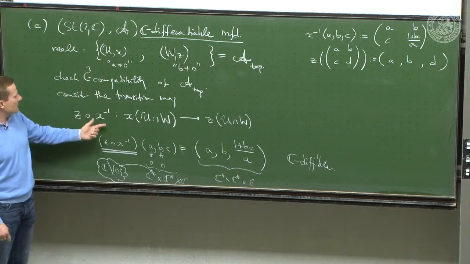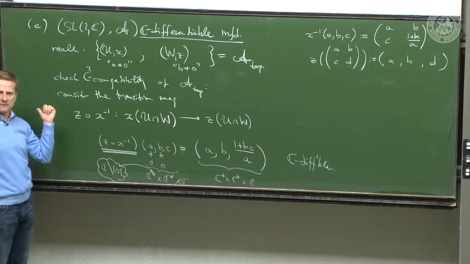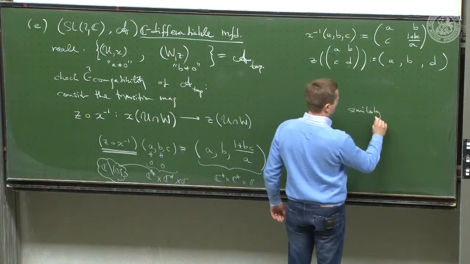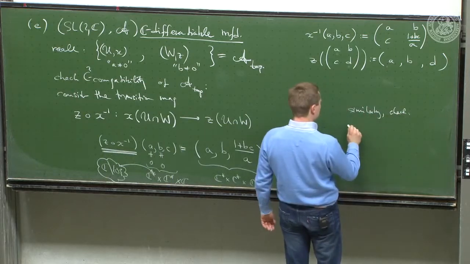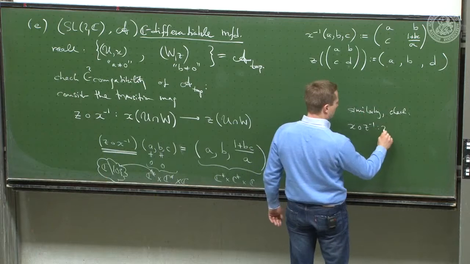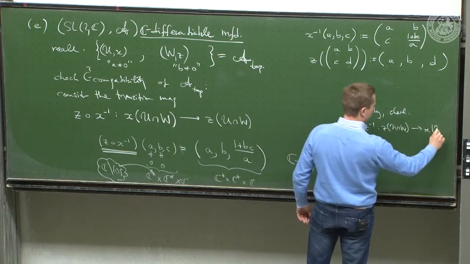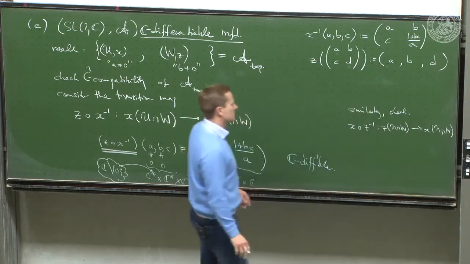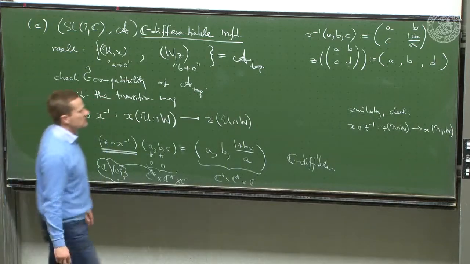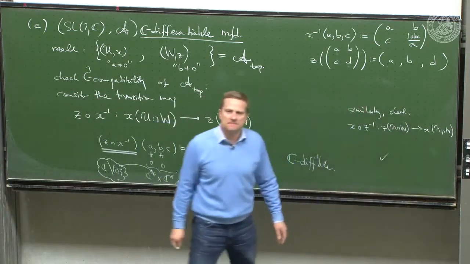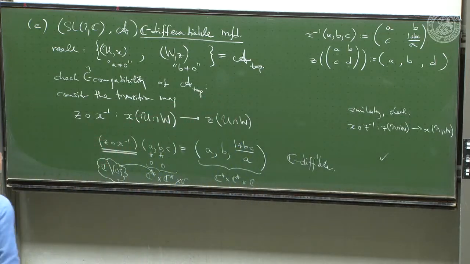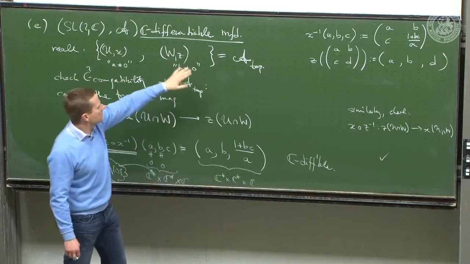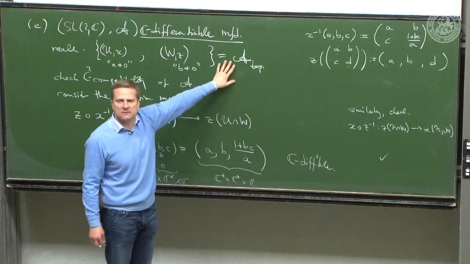There are only 2 charts, but don't forget, you also need to go backwards. Okay? So we also need to check, similarly, that the opposite transition map, x after z inverse, z of u intersected w to x of u intersected w, which you also need to construct, is also C differentiable. You'll find that is the case. So what do we have? That means that this topological atlas that we constructed happens to be more than a topological atlas. It's even a differentiable atlas.